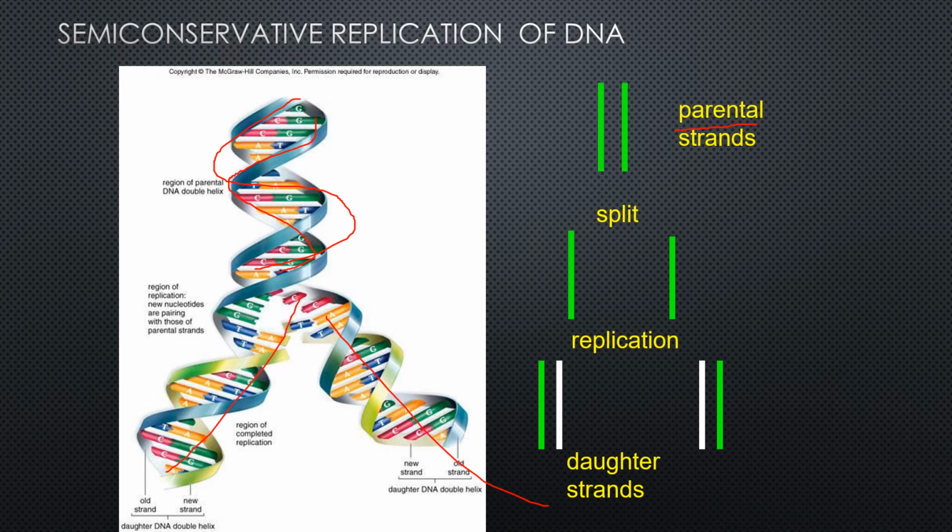And then each one of those is going to serve as a template to make a new strand, which is called our daughter strands. So our daughter strand, once everything is completely replicated, will have one strand of the parental DNA and one new synthesized strand. So hence the term semi-conservative. So again, we start with two parental strands, and at the end we have two daughter cells, each of which has a single strand of parental DNA and a single newly synthesized strand to make their new double helix.